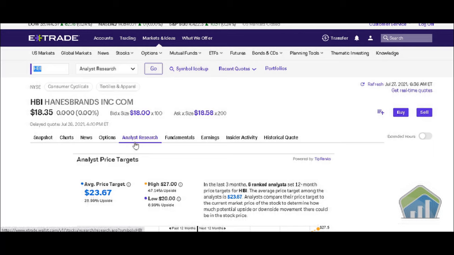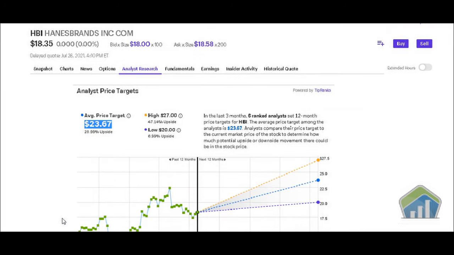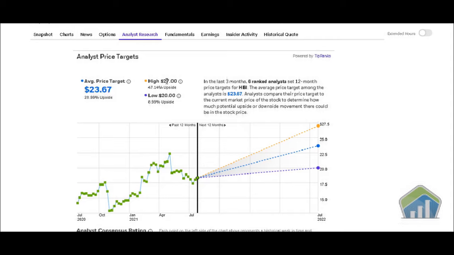And we're up under the analyst research tab, right? So analyst price targets, average price target for HBI is going to be $23.67. We're going to scroll up just a bit, and the high is going to be 27 and the low is going to be 20, right? It says in the last 3 months, 6 ranked analysts set 12-month price targets for HBI. The average price target amongst the analysts is $23.67, which is right there. Analysts compare the price targets to the current market price of the stock to determine how much potential upside or downside movement there could be in the stock price.